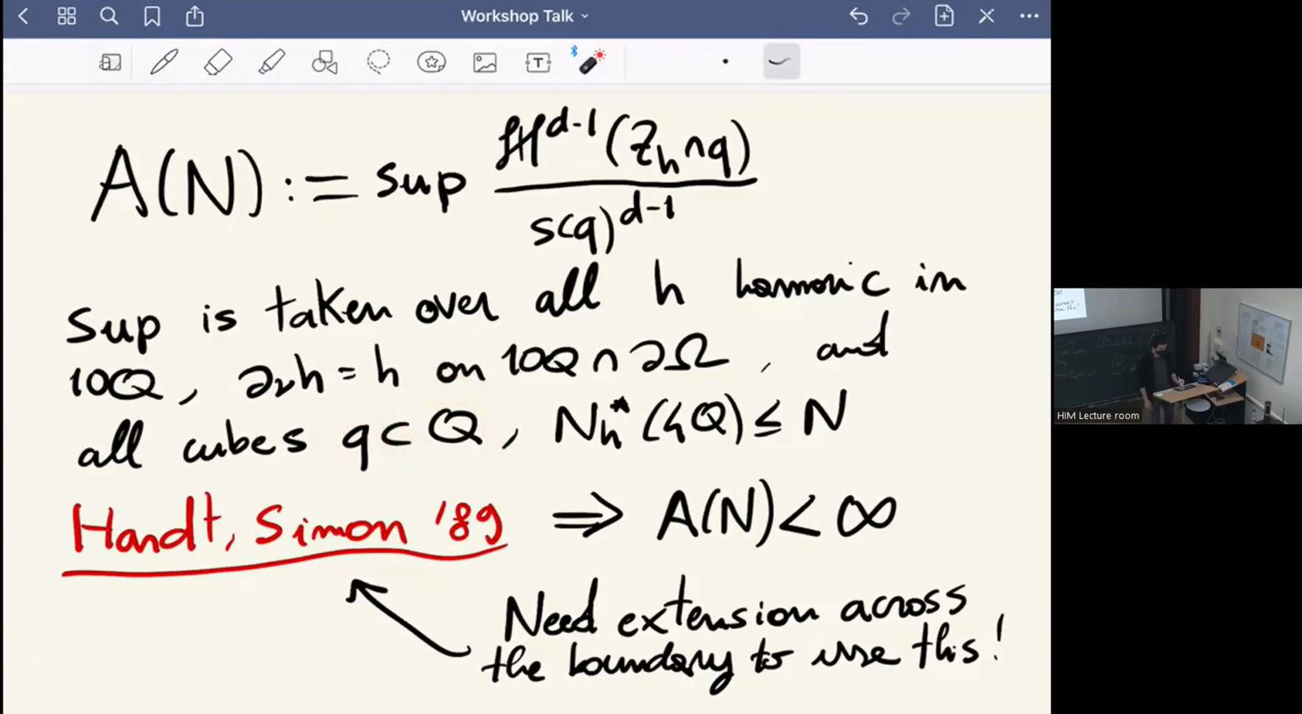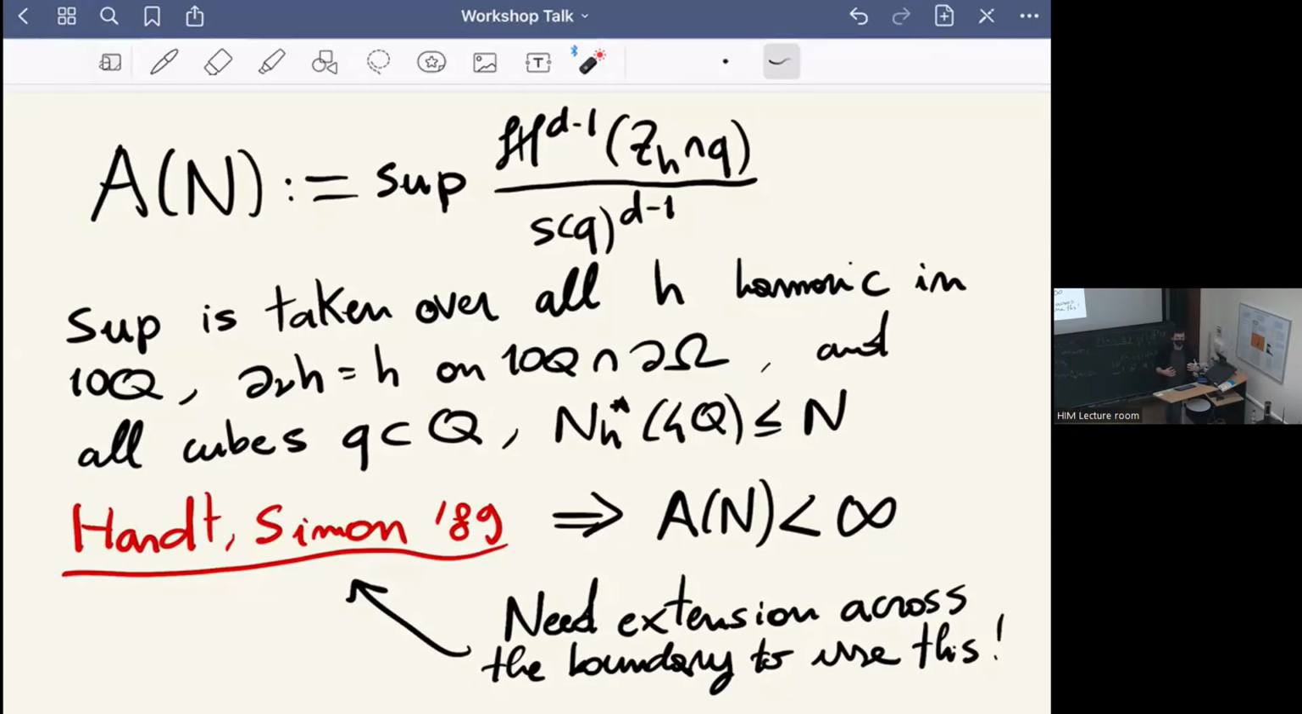And I assume that the n comes from the bound on the doubling index on, say, an enlargement of the original cube. So first of all, this is an important point. A priori, there's no guarantee that this A(n) is finite, right? This is guaranteed by a result of Hardt and Simon in '89. And this is one of the key places where I need to use this extension across the boundary. Because this result of Hardt and Simon applies to more general elliptic PDEs, and it gives me a bound on A(n) which is quantitative in n. It's bad, it's super exponential, but it is something.